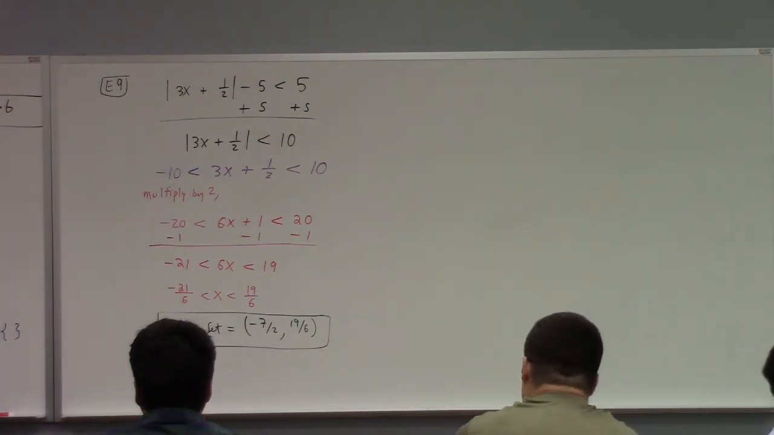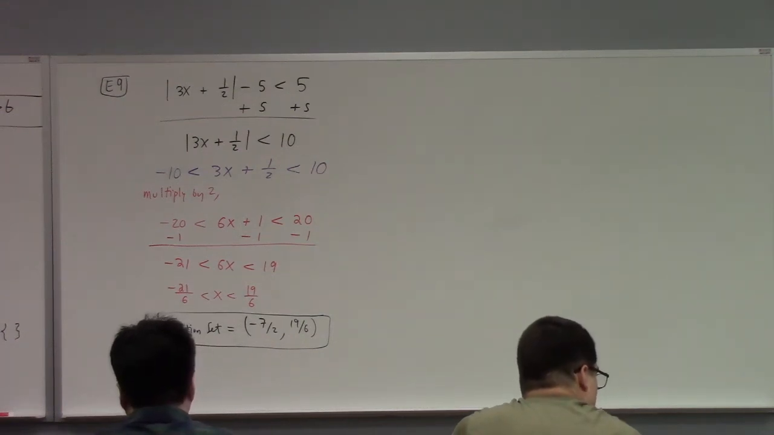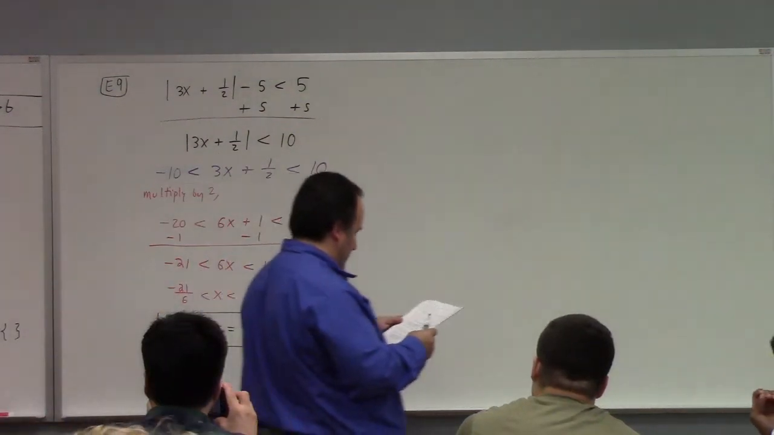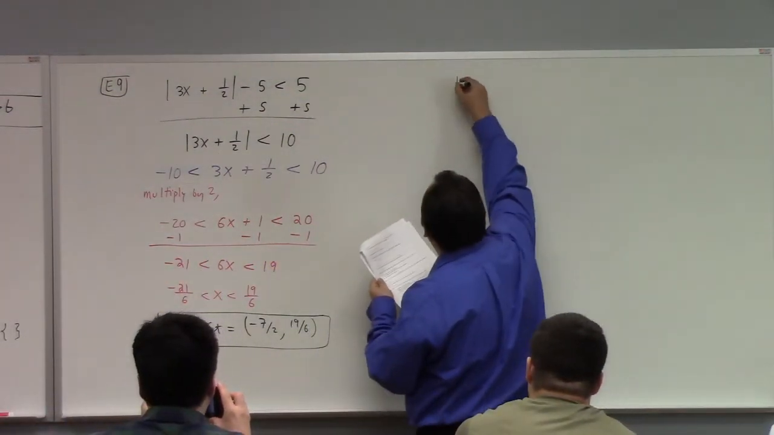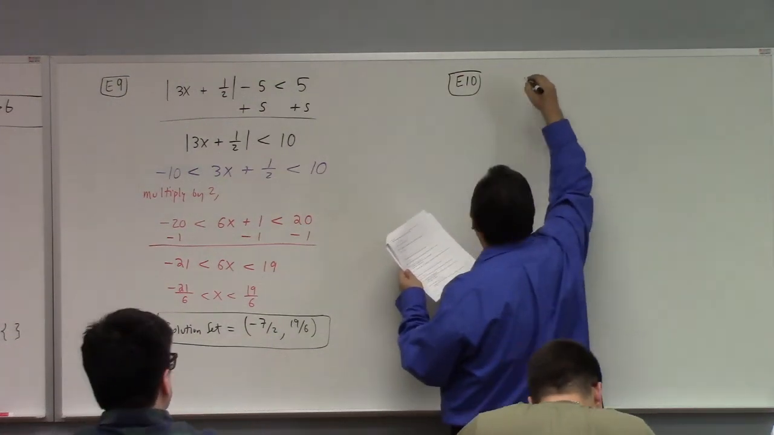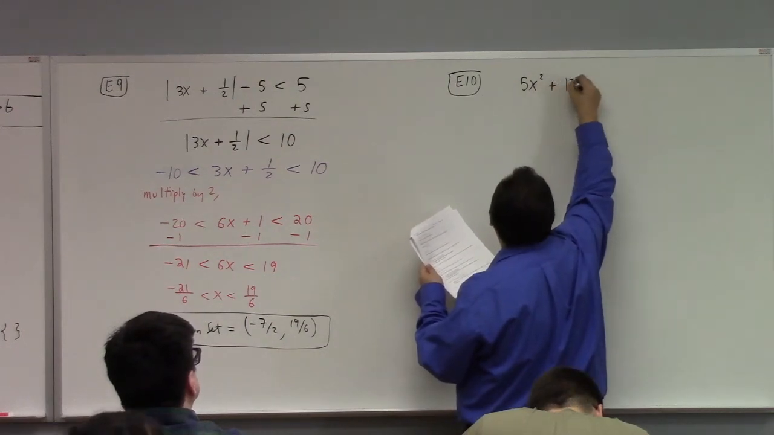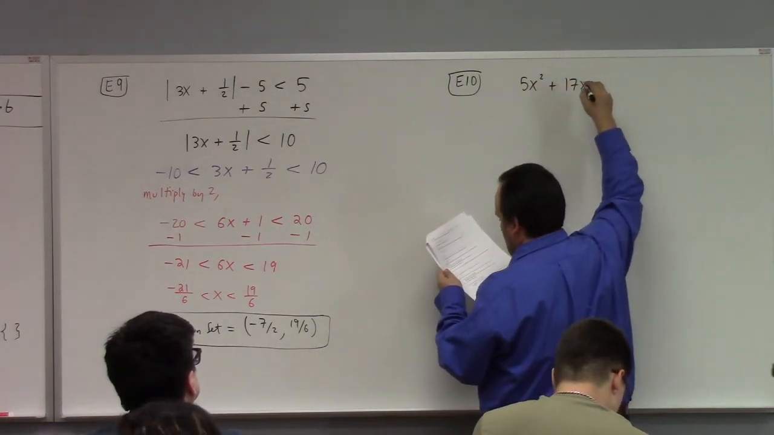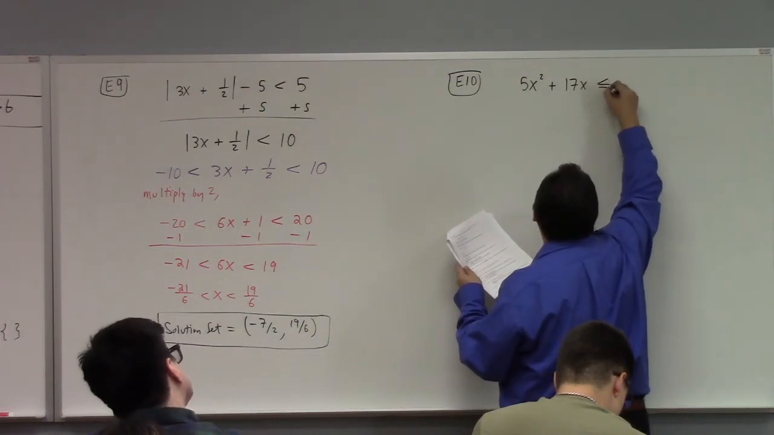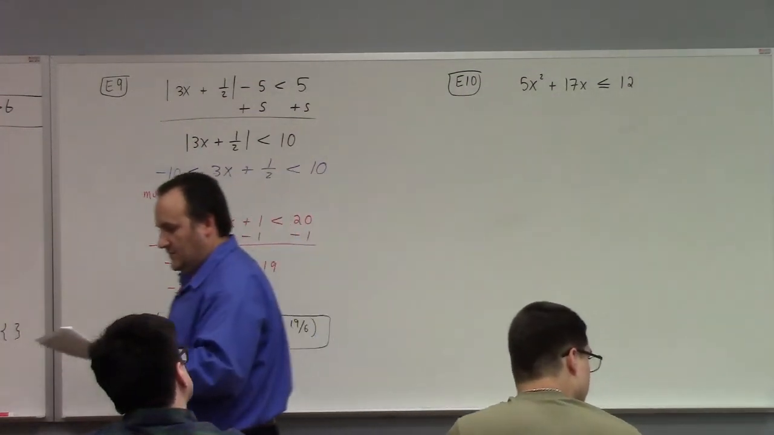One more for today. One more. I don't think I've done this one for you guys yet. If I have, my apologies. I'd ask you if I've done it before, but you're going to tell me that I have. But here it is, 5x squared plus 17x less than or equal to 12. How do you solve this one?